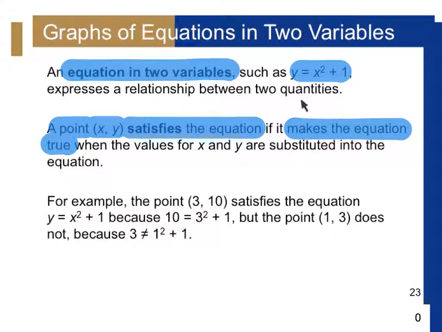So, for example, (3, 10). Plug in 3 for x, and we get 3 squared plus 1, which is 9 plus 1, which is 10, and that is our y. So we can say this satisfies the equation. The point (1, 3) does not, because 1 squared plus 1 is 2, and y is 3, and we want y to be 2. So this one would not satisfy the equation.